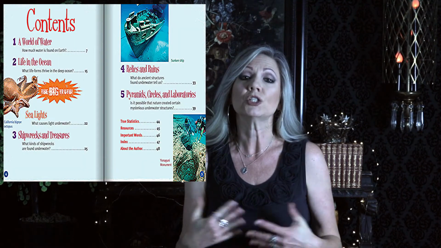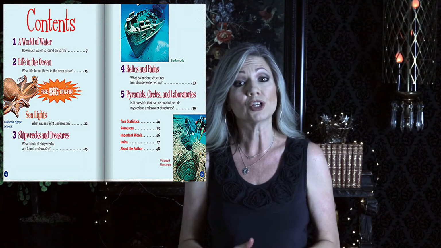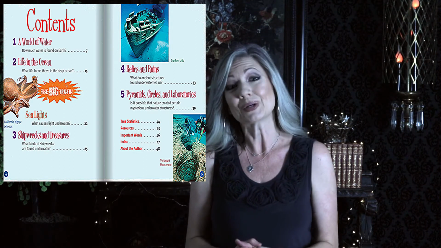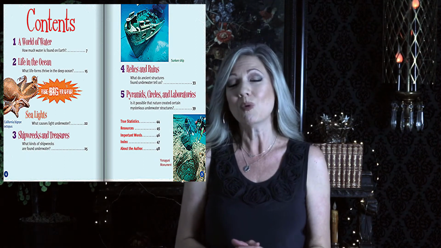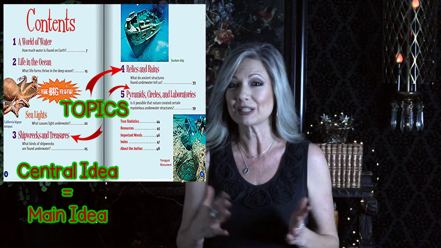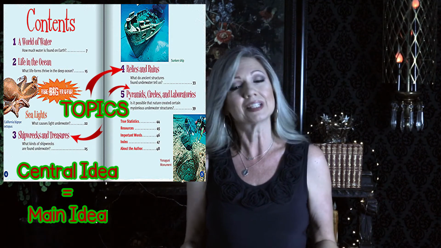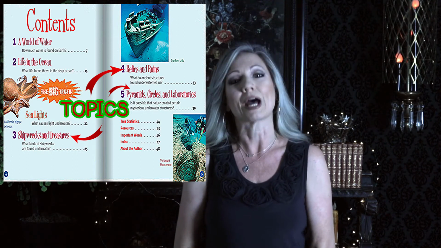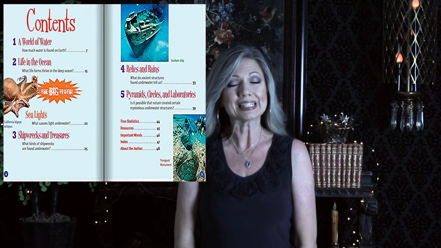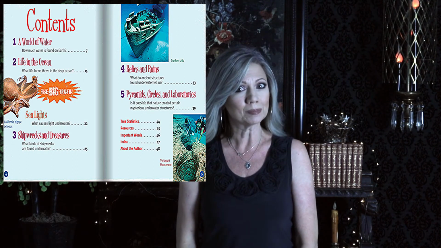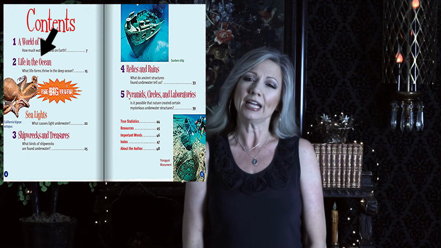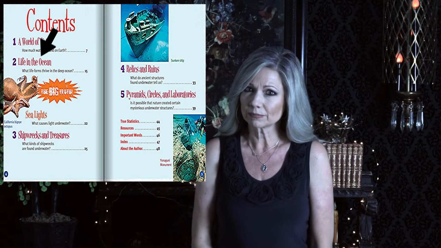Table of contents is used so that you can find information quickly. We also get clues of what our central idea just might be about within those pages because of the title that they use for their chapters. Notice on chapter 2, the title there is Life in the Ocean.